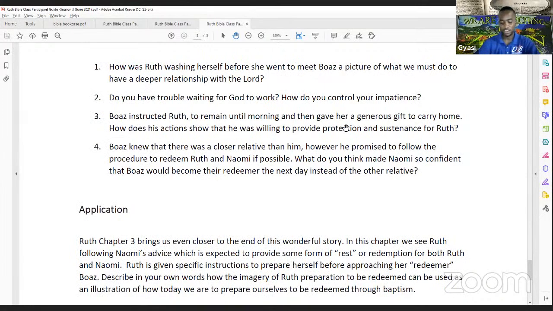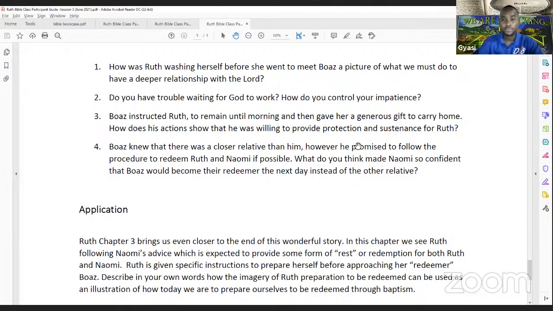For discussion question number 3: Boaz instructed Ruth to remain until morning, then gave her a generous gift to carry home. How does his action show that he's willing to provide protection and sustenance for Ruth? Sister Claudia touched on it a little while ago: he ensured that when she left, she did not leave in a manner which would bring disrepute to her name. Even though women generally weren't allowed on the threshing floor, it would look very untoward that this foreign woman is there on the threshing floor with Boaz and leaving early in the morning. It would look very suspicious.